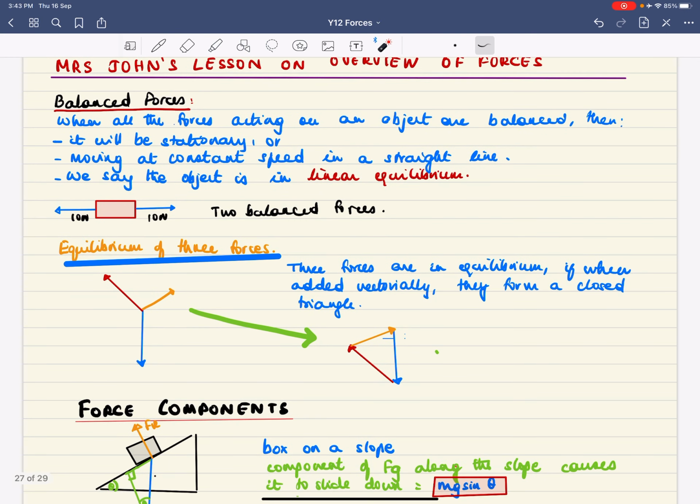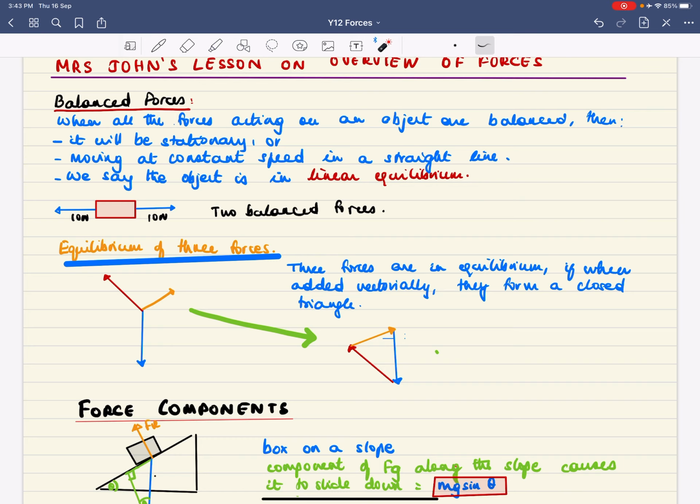It's also possible to have more than two forces that are balanced. So here's an example of three forces that are balanced. It's like having three teams in a tug of war. They can be held stationary or moving at constant speed.